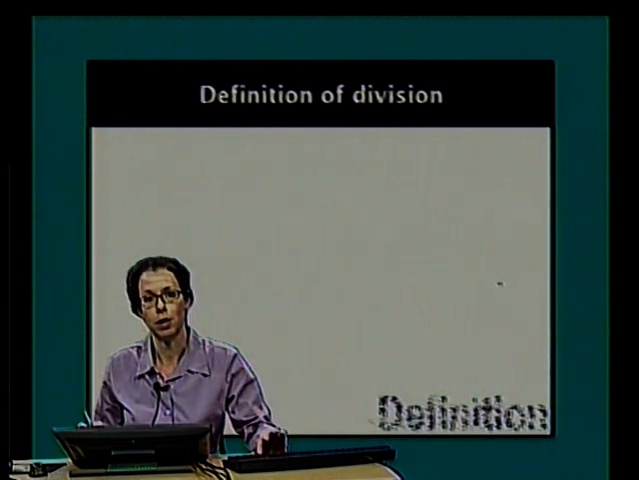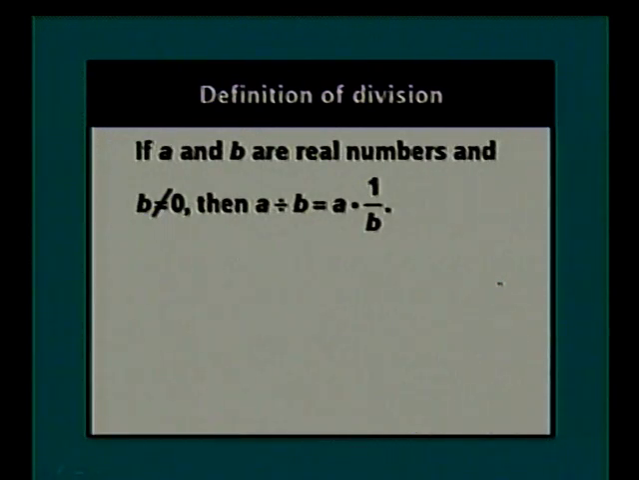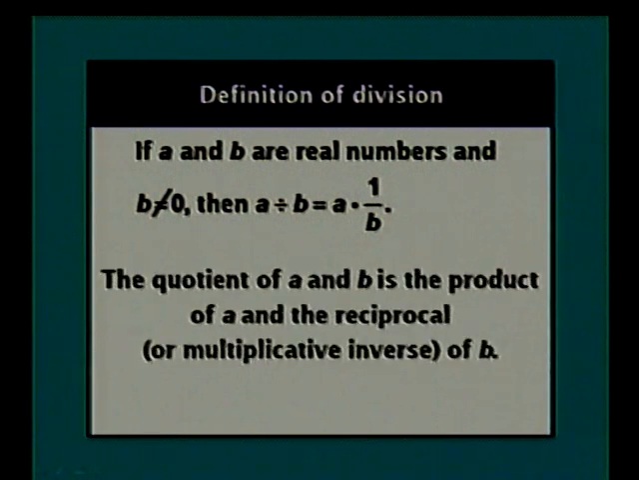So here's the definition of division. If a and b are real numbers and b is not equal to 0, then a divided by b equals a times the reciprocal of b. The quotient of a and b is just a product of a and the reciprocal, or multiplicative inverse, of b. So every division problem is just a multiplication problem.